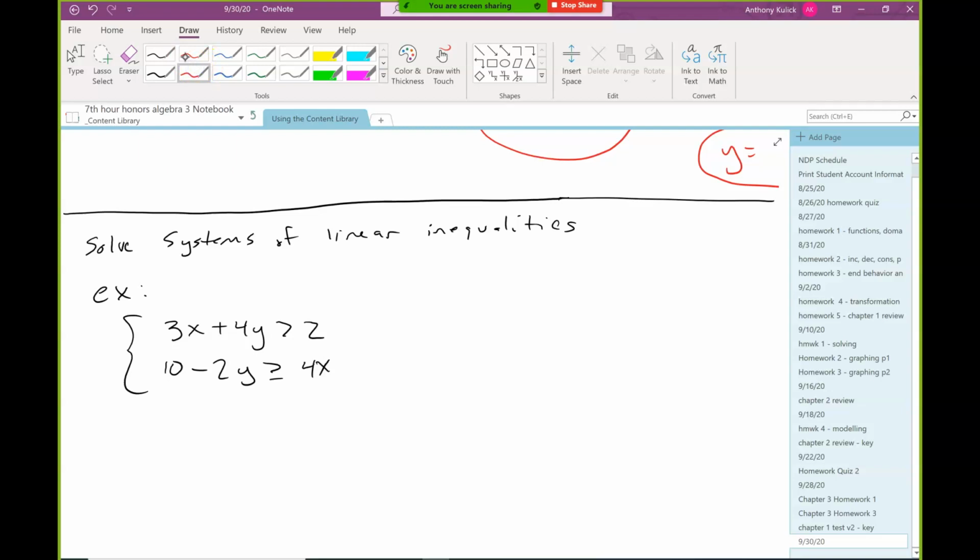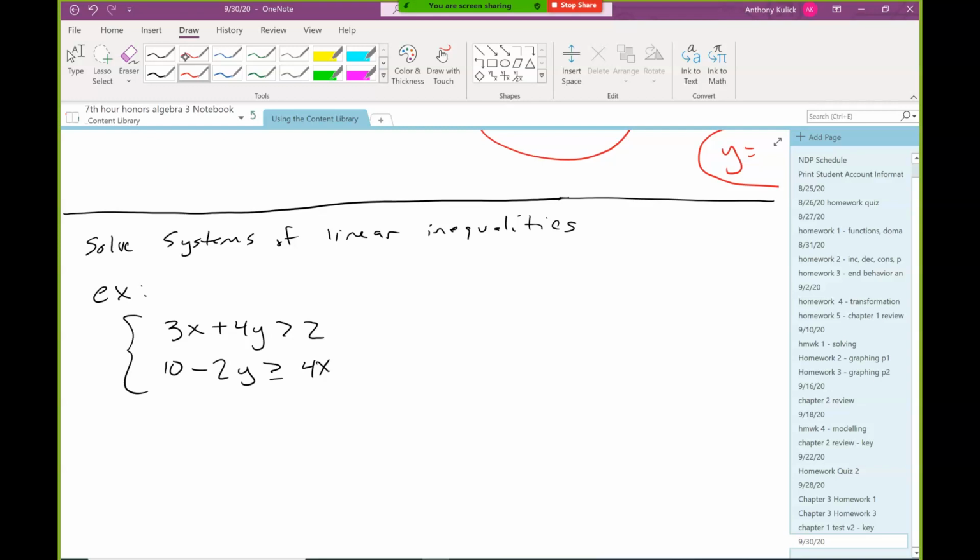Systems of linear inequalities are always going to be done by graphing, because they're not equalities. There's no equal signs. You can't do substitution or elimination here. Everybody okay with that idea?